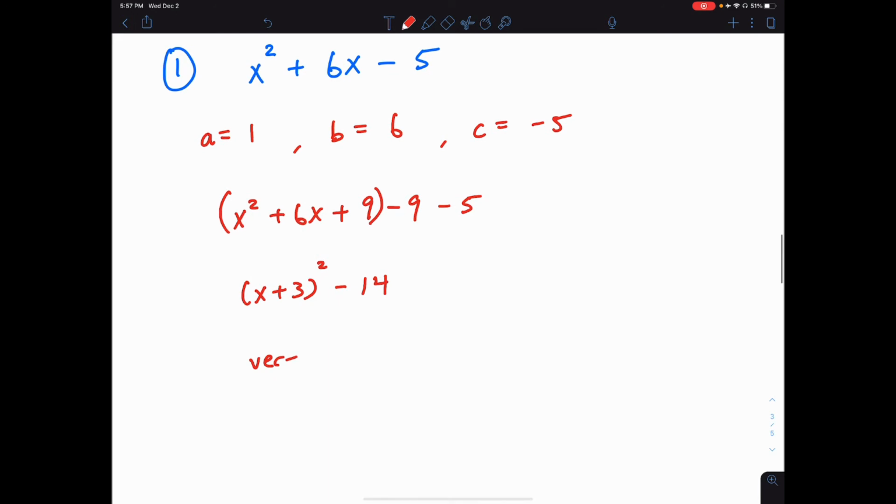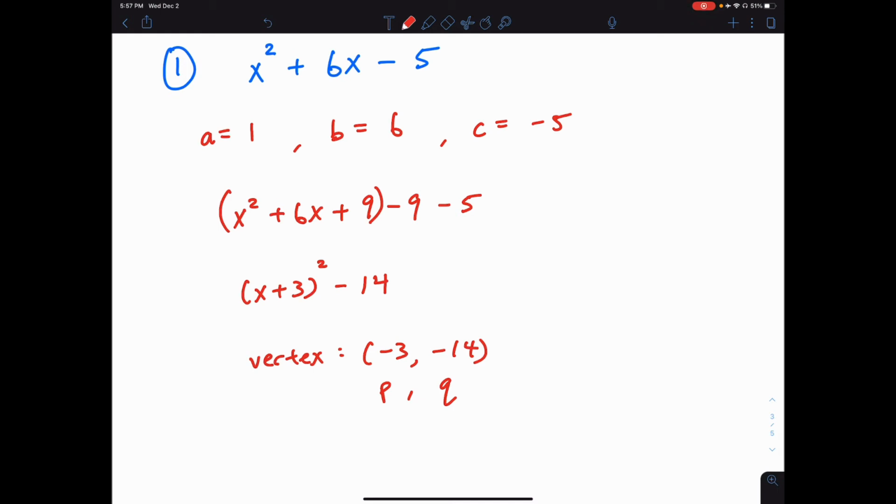Once we have completed the perfect square, we can then say that the vertex is located at, in this situation, (-3, -14). Remember, the p value is the opposite of what you see in those brackets. So it was x plus 3, so p has to be negative 3. And whatever is just on the outside, that's your q value, and therefore it's just negative 14.